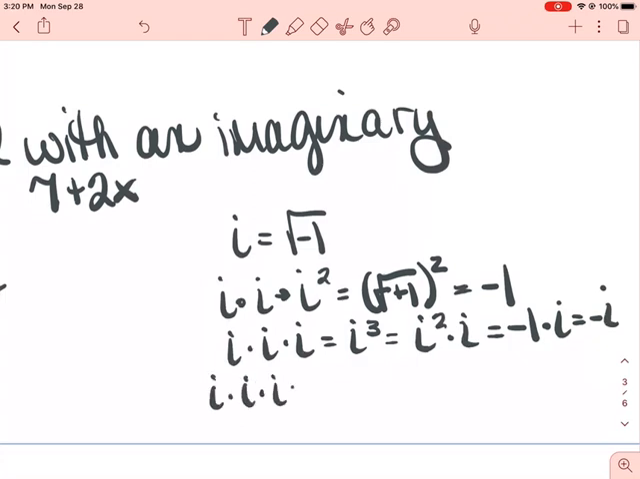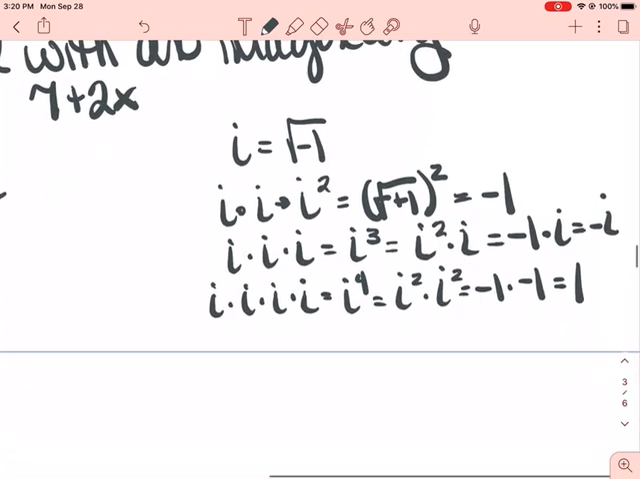Let's do one more. i times i times i times i. That's i to the 4th, which is just i squared times i squared, which is negative 1 times negative 1, which is just 1. So i is the square root of negative 1, i squared is negative 1, i cubed is negative i, and i to the 4th is 1. Now if you go past i to the 4th, watch what happens. That's 5 i's.